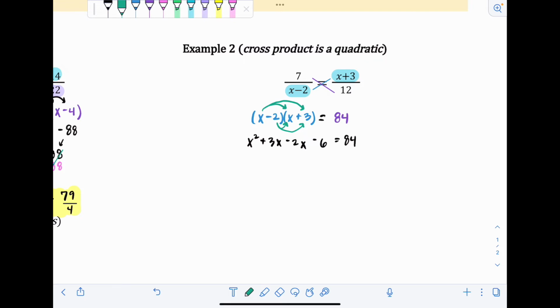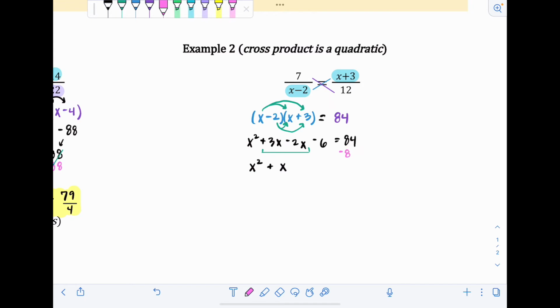I have to check for like terms. So I have this 3x and this negative 2x that I can combine. So I would bring down my x squared. 3x minus 2x is 1x, but we don't have to write the 1 in front. And then my goal is to get a 0 on the other side of the equal sign.